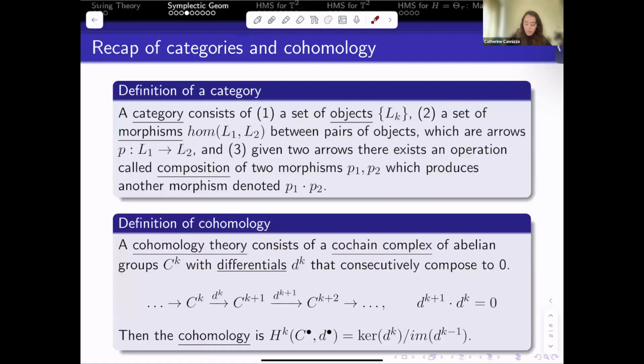The cohomology measures how much of the kernel of this is actually not an image of this. We say how much is it not exact? Exact would be if the kernel was equal to the image. So the cohomology is the kernel of d^k quotiented out by the image of this previous map. All right.